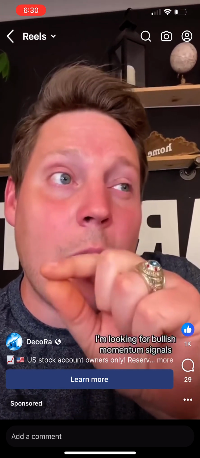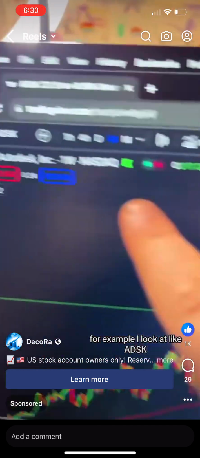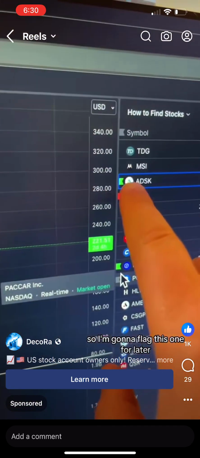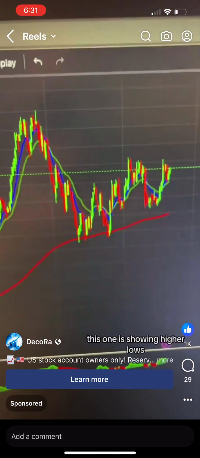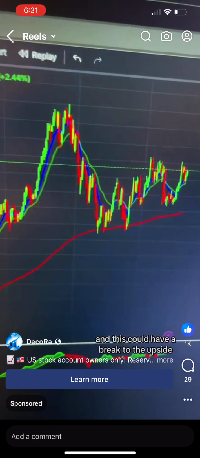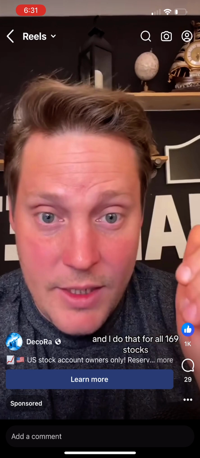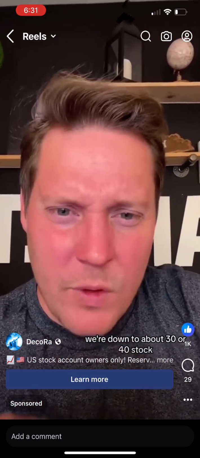I'm looking for bullish momentum signals. For example, I look at ADSK, which is Autodesk, and I see that we're getting higher lows. So I'm going to flag this one for later. TT ran a bunch already. MSCI is showing higher lows, and this could have a break to the upside. And I do that for all 169 stocks. Then I have a list to work with. We're down to about 30 or 40 stocks.